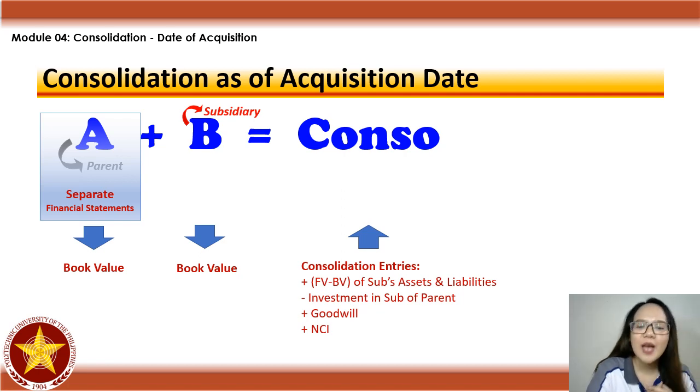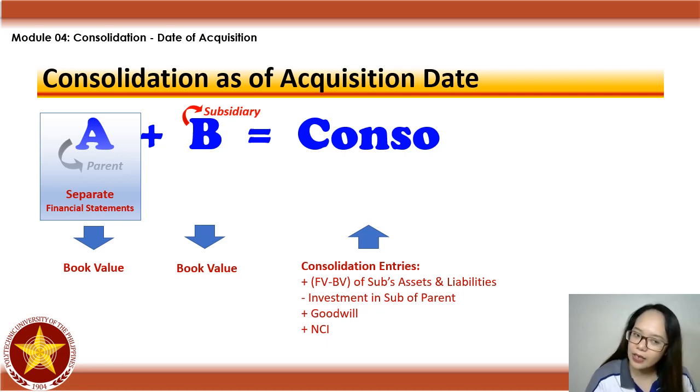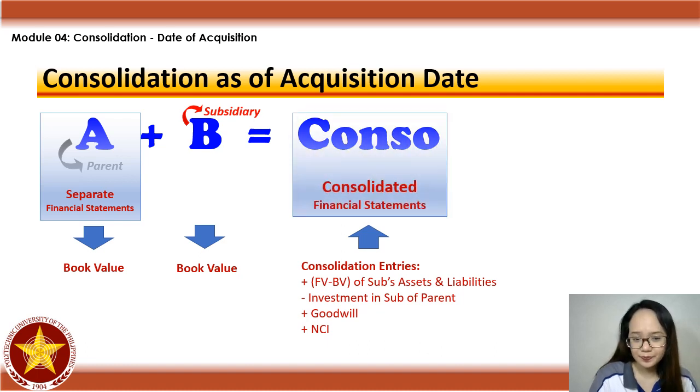Pag tinanong ka, how much is the investment in subsidiary account in the consolidated financial statements? Definitely, sagot mo 0, kasi di ba ina-eliminate mo nga yun. Tapos what if naman ang tanong, how much is the goodwill or the non-controlling interest in the separate financial statements? Ang sagot doon 0, kasi alam mo na ang goodwill sa NCI, kinocompute mo lang in the consolidated financial statements. Clear? Then, pag na-complete mo na yung consolidation entries, you'll now have your consolidated financial statements.